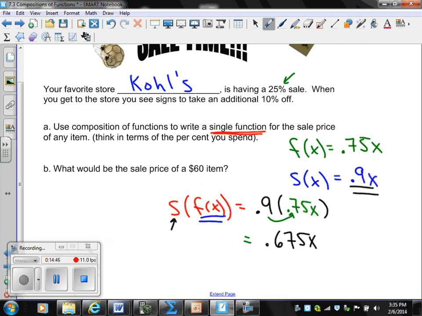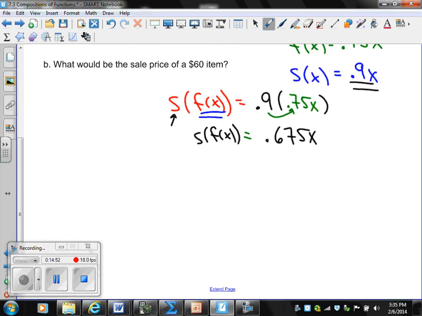So what this is saying is, if you think of this as 1 minus 0.675, this is actually 0.325. This is a 32.5% sale, not a 35% sale.